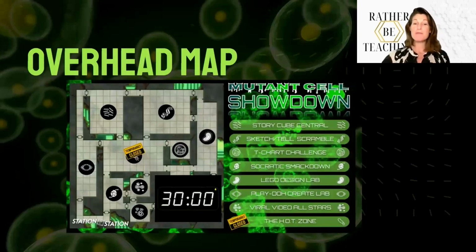So here's what your overhead map is going to look like. You're going to be projecting this up in the front for all your students to see. As you can tell, you have those 8 modular centers, right? Story Cube Central, T-Chart Challenge. They're all on the right-hand side.